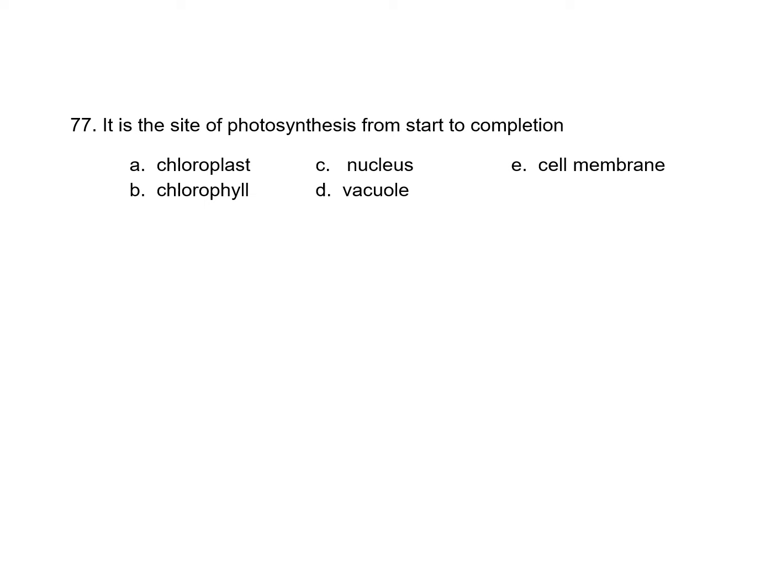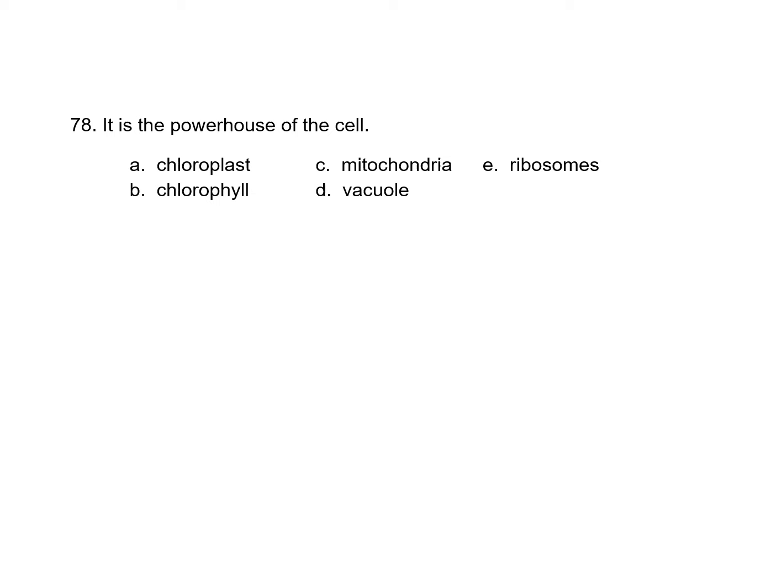Number 77. Is this a site of photosynthesis from start to completion? A. Chloroplast. B. Chlorophyll. C. Nucleus. D. Vacuole. E. Cell membrane. The answer is chloroplast.